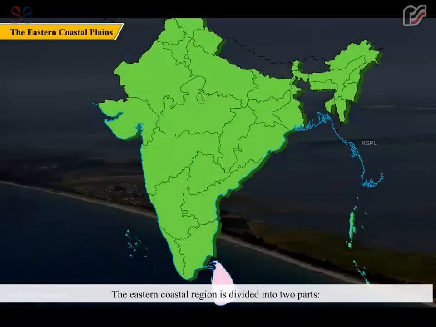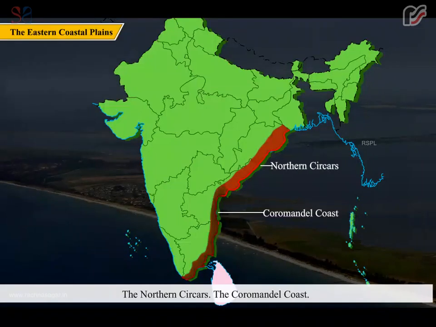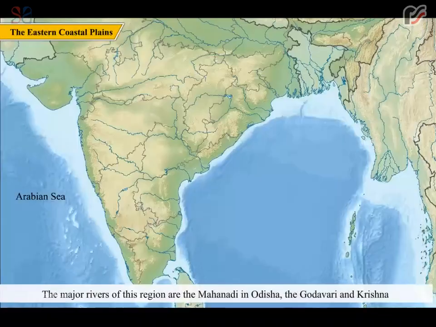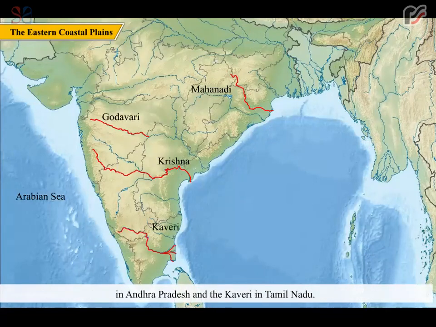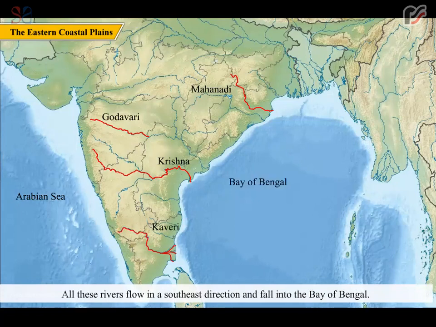The eastern coastal region is divided into two parts: the Northern Sarkars and the Coromandel coast. The major rivers of this region are the Mahanadi in Odisha, the Godavari and Krishna in Andhra Pradesh, and the Kaveri in Tamil Nadu. All these rivers flow in a southeast direction and fall into the Bay of Bengal.